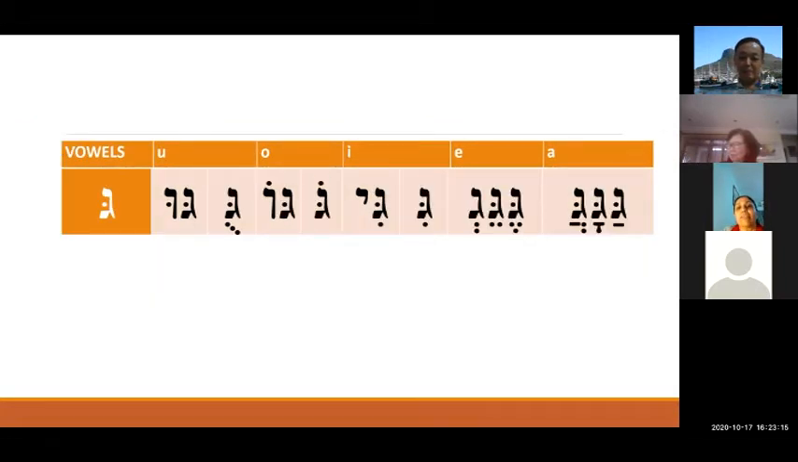Once again, let's quiz. Now we have the letter Gimel. Somebody who has not answered, go ahead, unmute, and tell me all three sounds with the patah, the kamats, and the hatif patah. Ga. It's the A class. Yes, Ga.